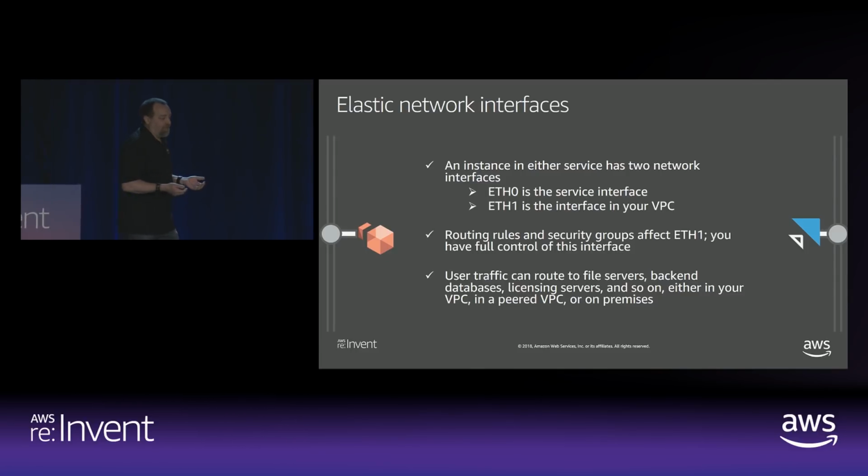User traffic can route to file servers, backend databases, licensing servers, and so on, either in your VPC, a peered VPC, on-premises, or through a transit gateway. You control how those AppStream instances access the internet through ETH1, so you could route your traffic through a NAT. You could run your traffic through a content filtering system or a security stack on EC2, partner products from the marketplace like Sophos, Cisco, and Palo Alto Networks.